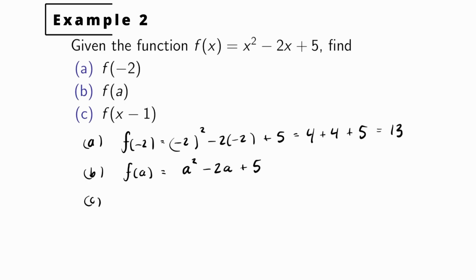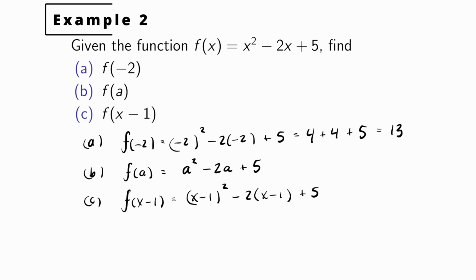For c, we're replacing our input variable of x with x minus 1. So again, we square our input, which is x minus 1. Notice I square it in parentheses there. I'm squaring the whole difference, x minus 1. Minus 2 times x minus 1 plus 5.